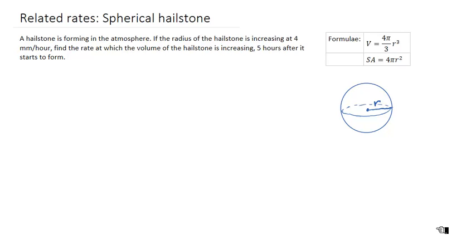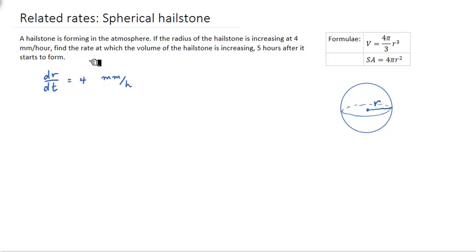Okay, so let's look at what we have here. We know that the radius is increasing at 4 millimeters per hour. So that means we know dr by dt. dr by dt, the rate at which the radius is changing with respect to time, is equal to 4, and the units are millimeters per hour.